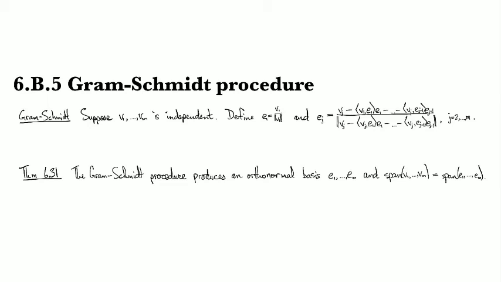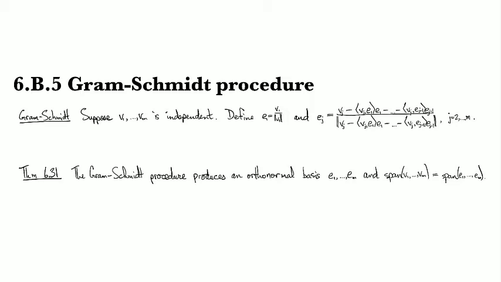The Gram-Schmidt procedure is a method for taking an independent list and converting it into an orthonormal basis. So if we start with some independent list of v's, v1 through vm, and we define the first element of our orthonormal list to be the normalization of the first one, and then we take each of the successive elements from our independent list and we subtract off the projection to the foregoing j minus 1 terms, and then normalize by dividing by its norm, then this will produce an orthonormal list.